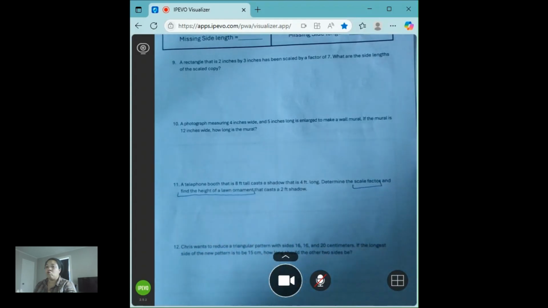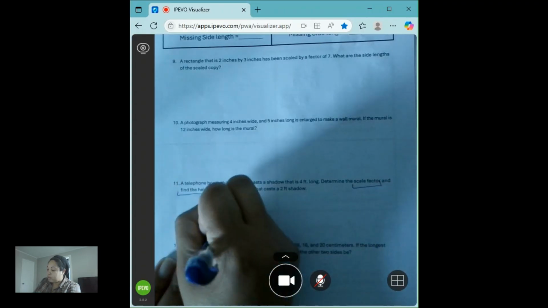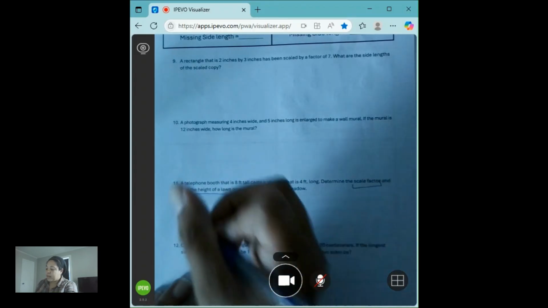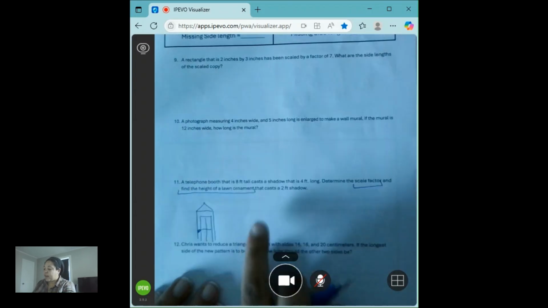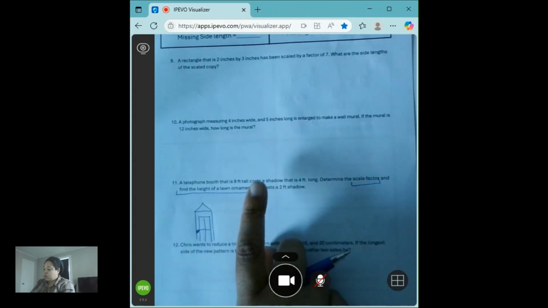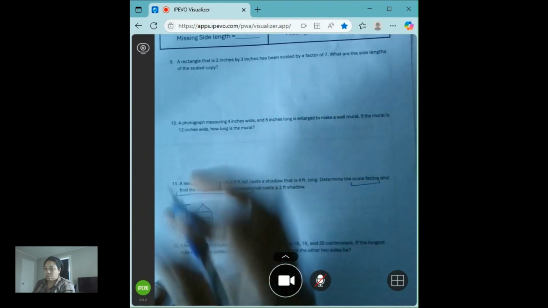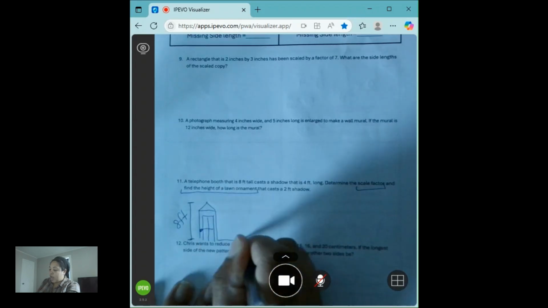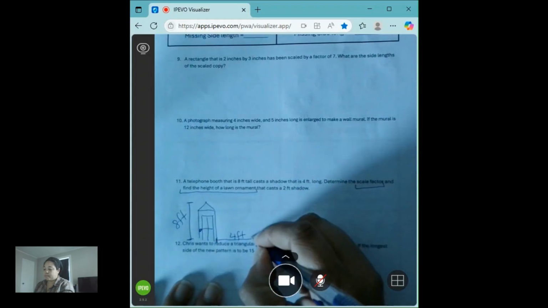When in doubt, draw it out. So I got a telephone booth. Cool. Let me draw a telephone booth. And again, you don't have to get so creative. I'm not that creative, but let's say this is a telephone booth, right? The telephone booth, it says that it's 8 feet tall. So I know from here to here, it is 8 feet. But it says it casts a shadow. And we all know shadows are typically horizontal from us. So it casts a shadow that is 4 feet long from here to here.